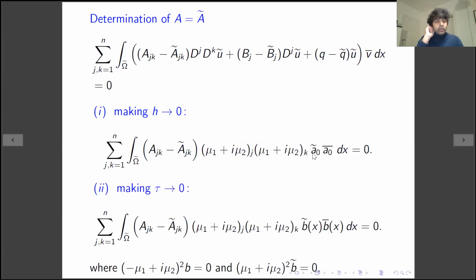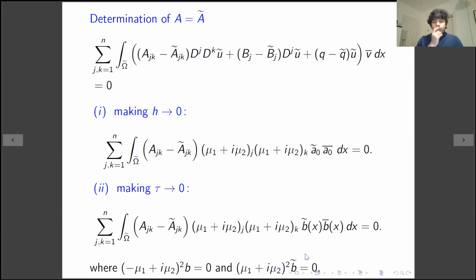Next step, we make tau tend to 0. If you do so, then we end up with having B tilde and B, where B and B tilde solve this kind of transport equations. Oh, sorry, this is minus mu1 plus i mu2 dot grad. Sorry, this grad is missing. So (mu1 plus i mu2 dot grad) B whole squared equals 0, and (mu1 plus i mu2 dot grad) B tilde squared is 0.